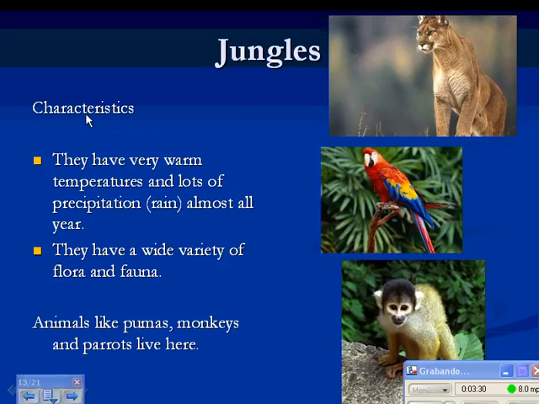Jungles. Their characteristics include that they have very warm temperatures and lots of precipitation or rain almost all year, and they have a wide variety of flora and fauna. Animals like pumas, monkeys, and parrots live here.